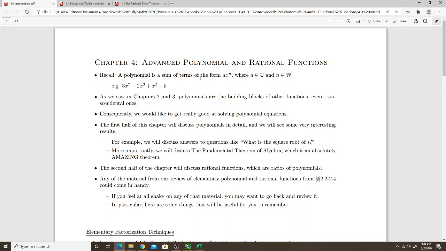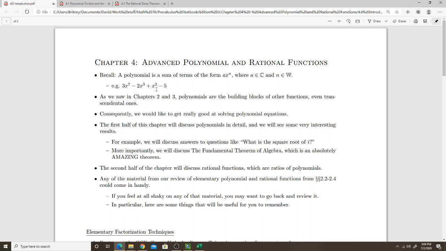So we're going to be dealing with polynomials, which are things like this, right? They're sums of terms of the form ax to the n, where a is some complex number and n is some whole number. We're not going to focus too much on when our coefficients are non-real, but we could have non-real coefficients from time to time. For the most part, we're interested in when we have real coefficients.